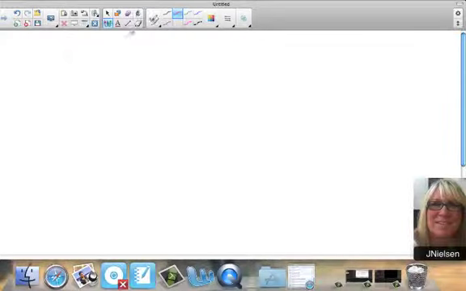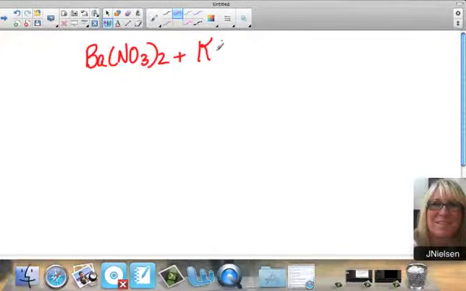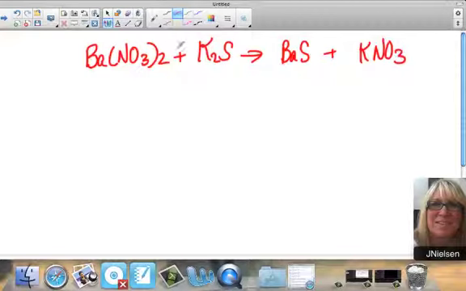So let me write down, we're mixing barium nitrate, which is BaNO3, and potassium sulfide, which is K2S, and we're forming barium sulfide, BaS, this is a double replacement reaction, and potassium nitrate. Let's balance our equation. We've got 2 Ks, so I got to put a 2 here. I have 2 NO3s, good, I'm balanced.